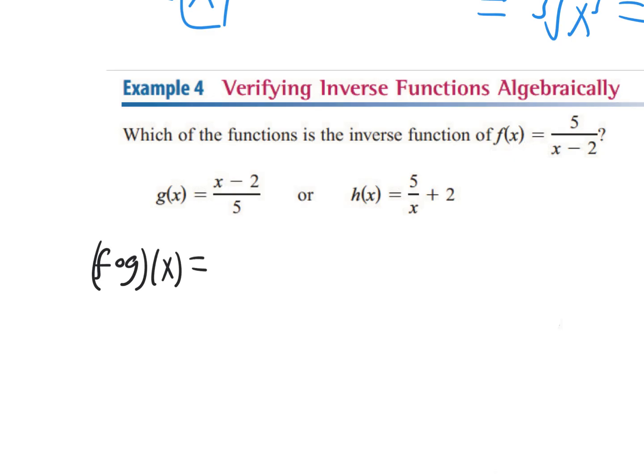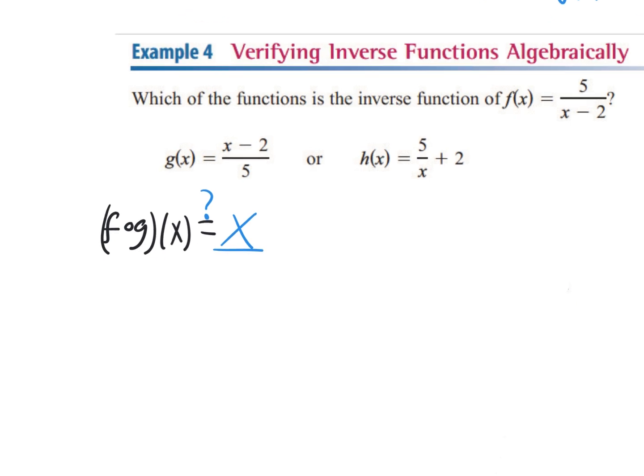So again, when you're looking for inverses, you want this to equal what? You want it to equal x. So you're testing, does this equal x? So let's actually figure that out. So we're looking for f composed with g of x. You're taking all of g of x. So this is our g of x right here, x minus 2 over 5. And you're putting that into this x that is in f of x.